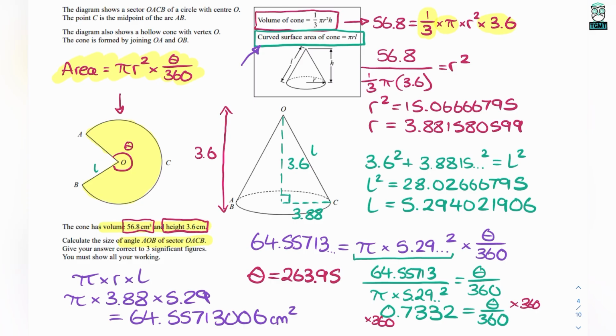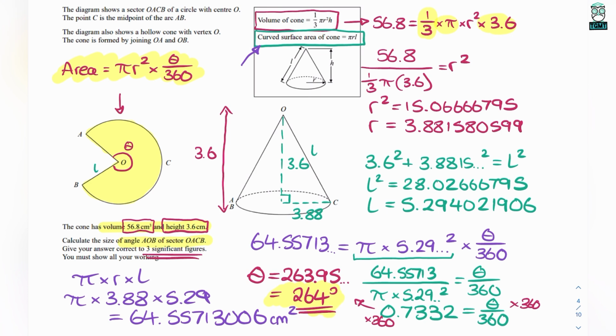263.95 and a few more decimals, but I'm going to stop there because I remember it wanted my answer to 3 significant figures, and if I round that to 3 significant figures, I get 264 degrees regardless of the next decimals there. Right, I better highlight that because there's a lot of working out for this question. So there we go, 264 degrees.